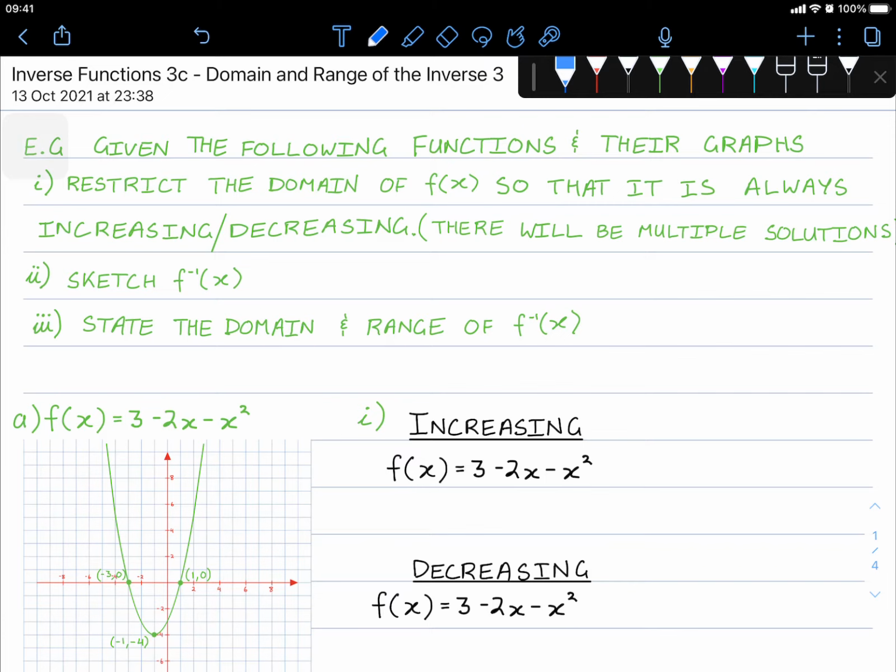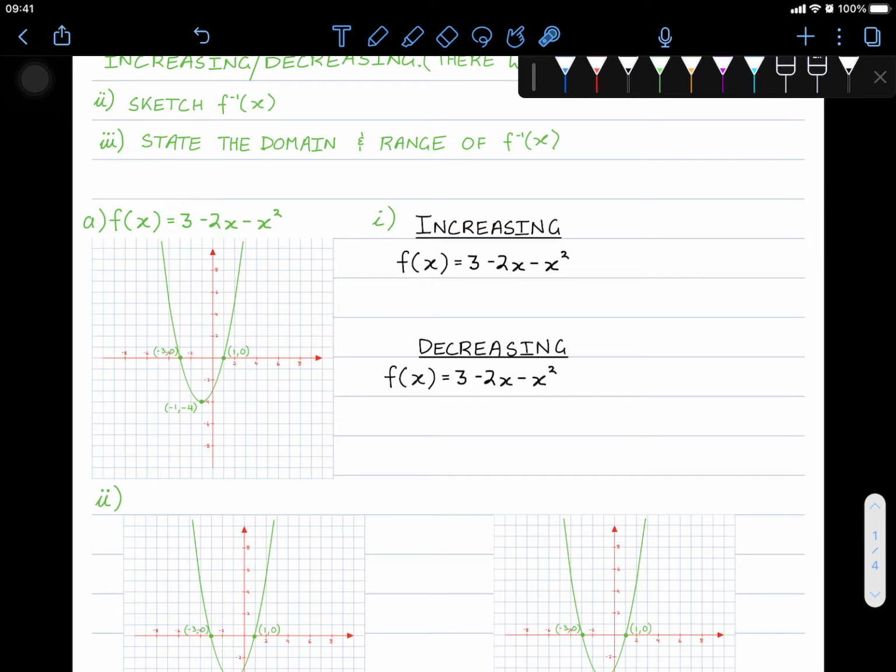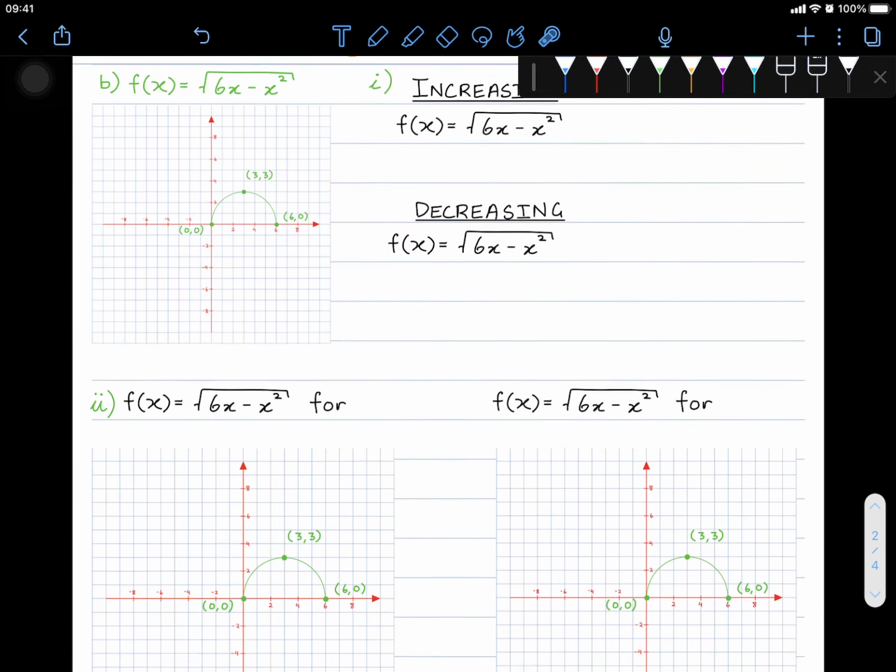Hello class, this is a video tutorial on the inverse function. In this video we'll be looking at an example, well, three examples on the domain and range of the inverse. So in this video we'll be looking at one example on these three steps for this one, and in the next two videos we'll repeat it on different functions.